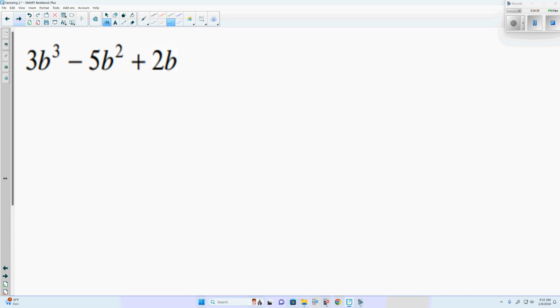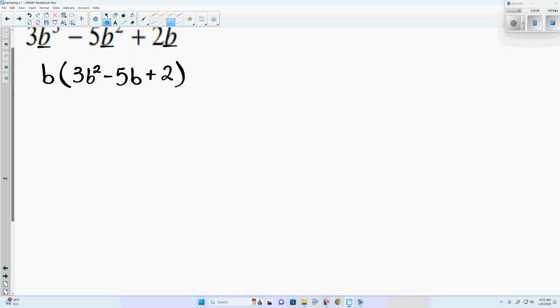Let's look at the next one here. 3b cubed minus 5b squared plus 2b. Well, 3, 5, and 2, is there a greatest common factor between our three numbers? Well, no. Is there a greatest common factor between our variables? Because we have a b cubed, b squared, and b, yes? They all have at least one b in common, so we can remove it from each term. The 3 stays the same, but I can remove a b from b cubed, giving us b squared minus. Well, our 5b squared, if we remove a b from it, becomes 5b plus our 2b becomes 2.